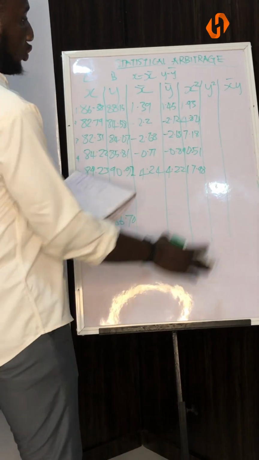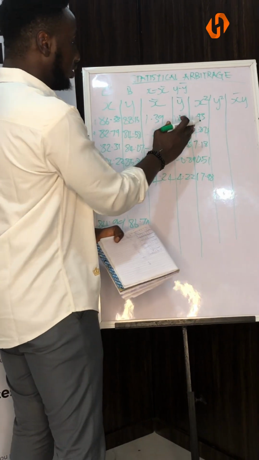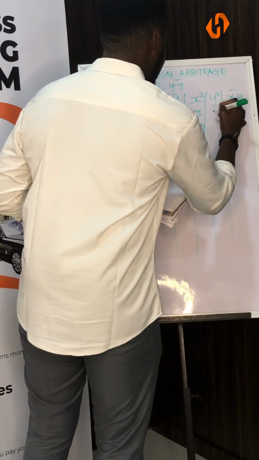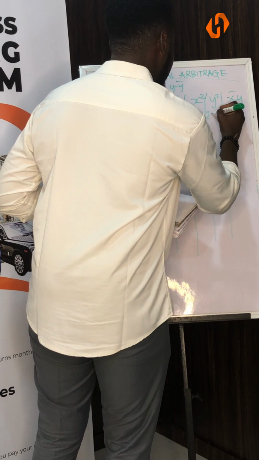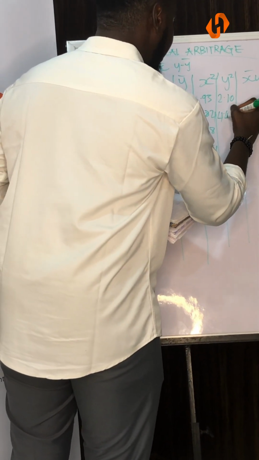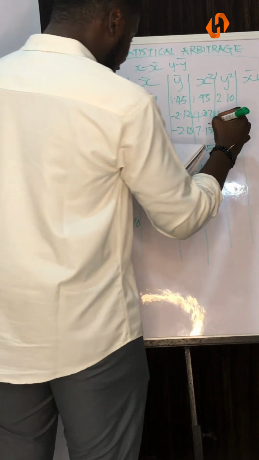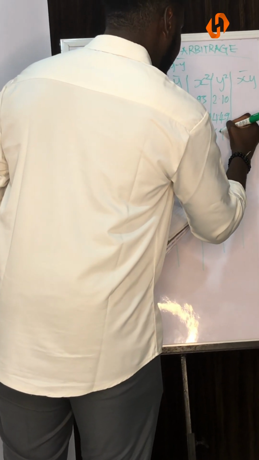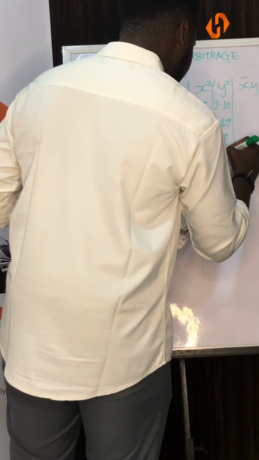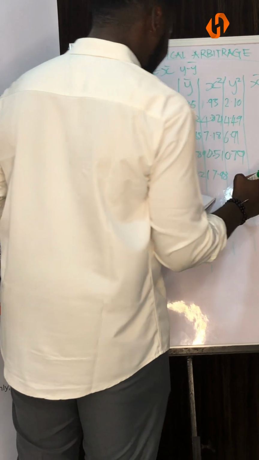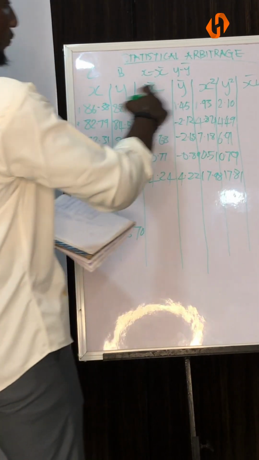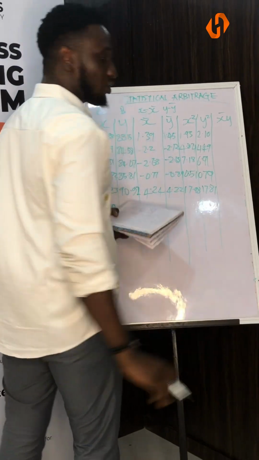The same calculation you did for X squared, you do for Y squared. So 1.45 squared gives us 2.10. I'll input all the figures: 4.49, then 6.91, then 0.79, and lastly 17.81. So these are the figures for X squared and Y squared.